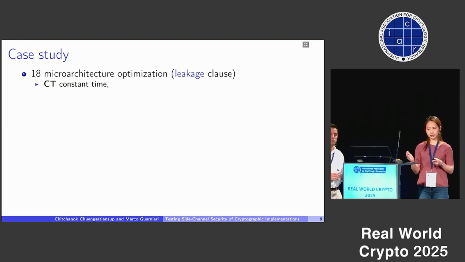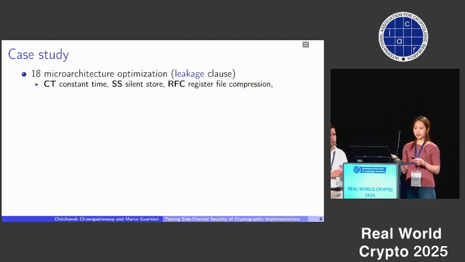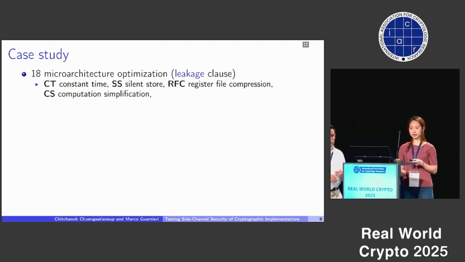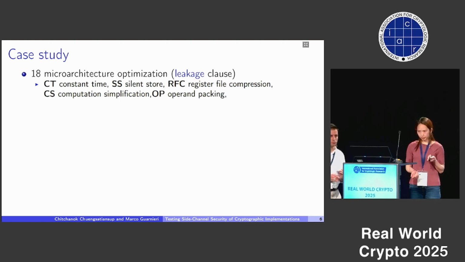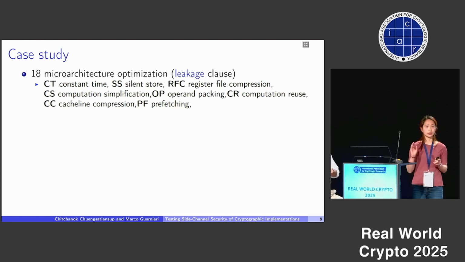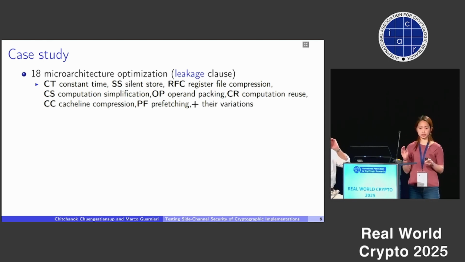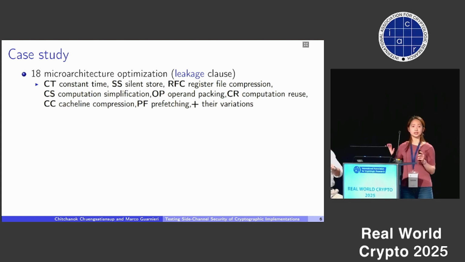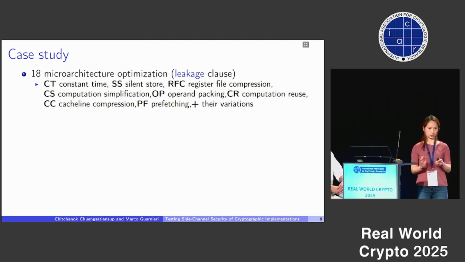The first one is constant time. Second, silent store and register file compression, computation simplification, operand packing, computational reuse, cache line compression, and prefetching. So all these 8 classes, and if we consider their variants as well, then we get in total 18 microarchitectural optimizations. And this is what Marco referred to as the leakage clause.